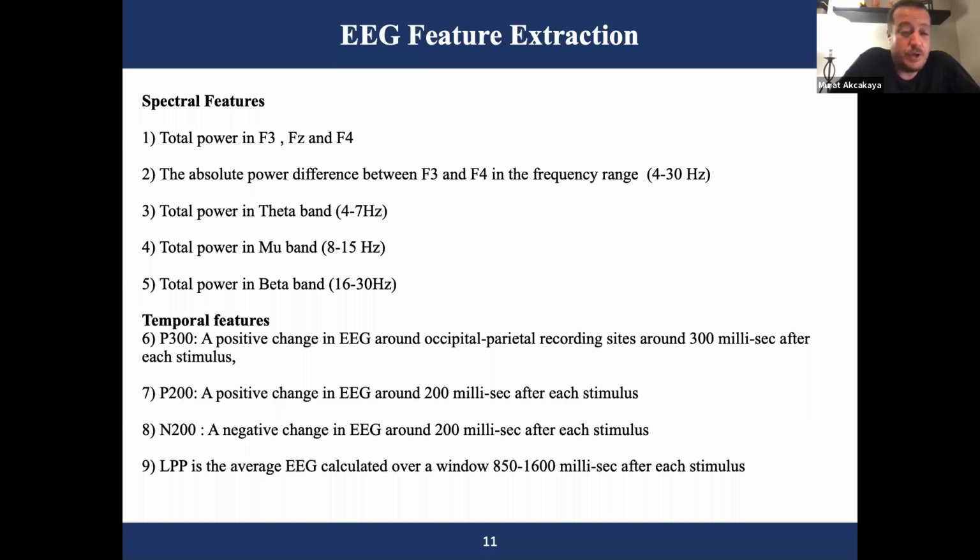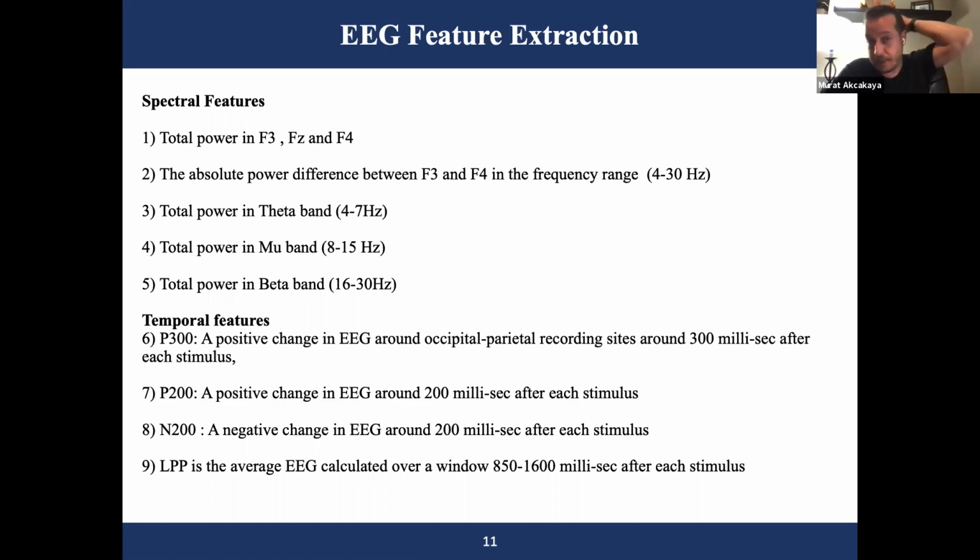So this slide presents our spectral and temporal features. As I mentioned, we focus on 3 frontal channels, F3, FZ, and F4, and we calculate the total power in these channels. And then we look at the power difference, or the frontal asymmetry. To identify the frontal asymmetry, we look at the absolute power difference between F3 and F4 in the frequencies of 4 to 30 hertz. And then we also calculate the total theta power, total mu power, and total beta power.